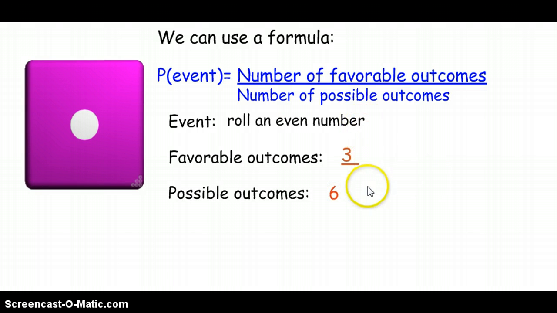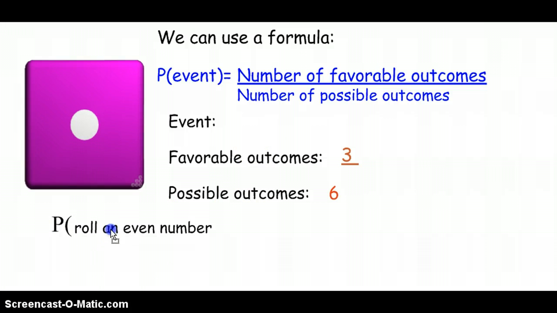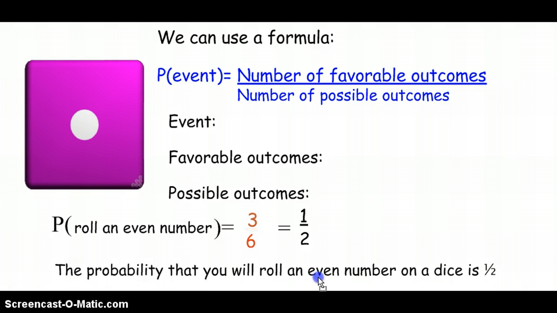So now we can take this information that we have and put it into the formula. So we now have the probability, and we're going to put in our event, that we roll an even number. Just close our parenthesis, is equal to our favorable outcomes divided by our possible outcomes. And we're going to take that number of 3/6 and go to lowest terms. We're going to simplify that fraction down to 1/2. And then we can make the statement that the probability that you will roll an even number on a dice is 1/2. Because 3 of the numbers are even and there are 6 numbers on the dice.